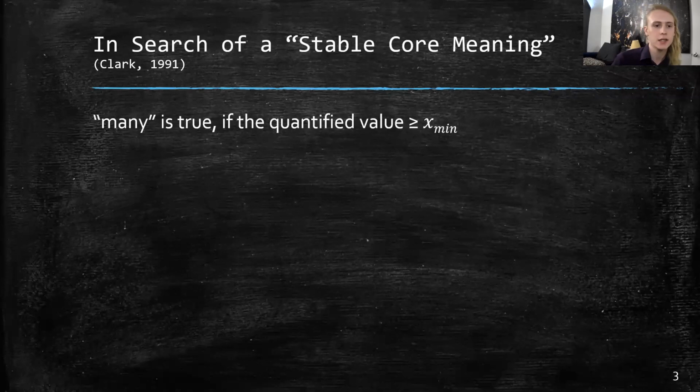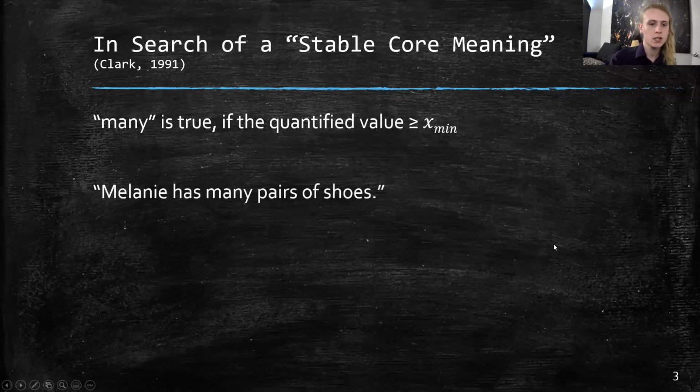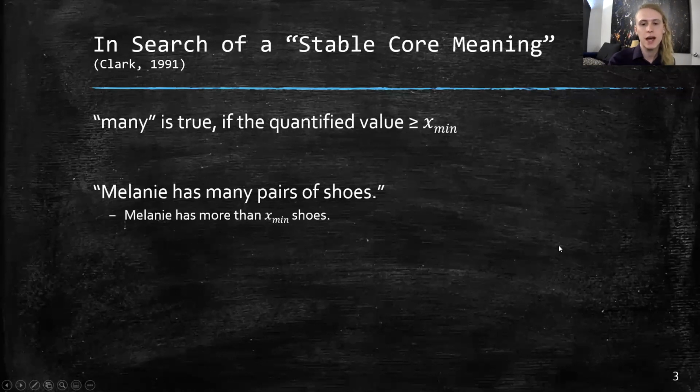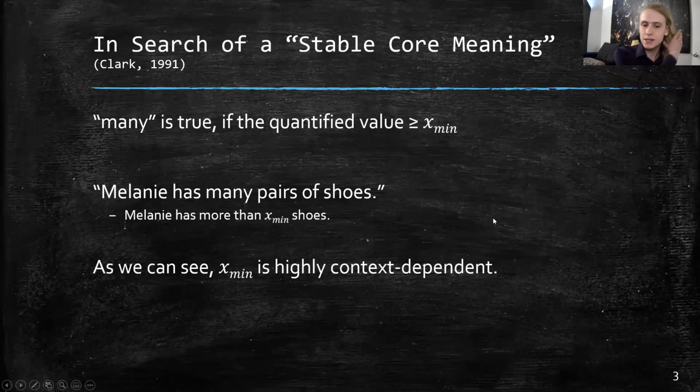All right, so in 1991, Clark had a first crack at a core meaning for many, and he said that many is true if the quantified value is greater than or equal to some x min. So in the example of Melanie has many pairs of shoes, this would mean that Melanie has more than x min shoes, right? So we can see that the x min is highly context dependent. It'll be different for pairs of shoes or for degrees or for children or what have you.